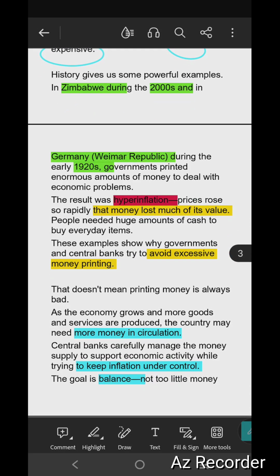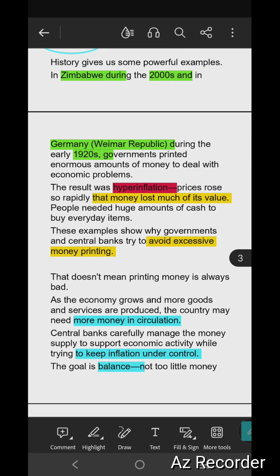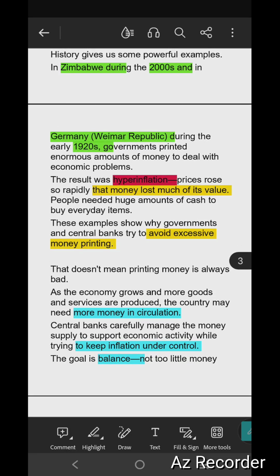History gives us some powerful examples, like what happened in Zimbabwe during the 2000s, and in Germany's Weimar Republic during the early 1920s. Governments printed enormous amounts of money to deal with economic problems. The result was hyperinflation. Prices rose so rapidly that money lost much of its value. People needed huge amounts of cash to buy everyday items. These examples show why governments and central banks try to avoid excessive money printing.